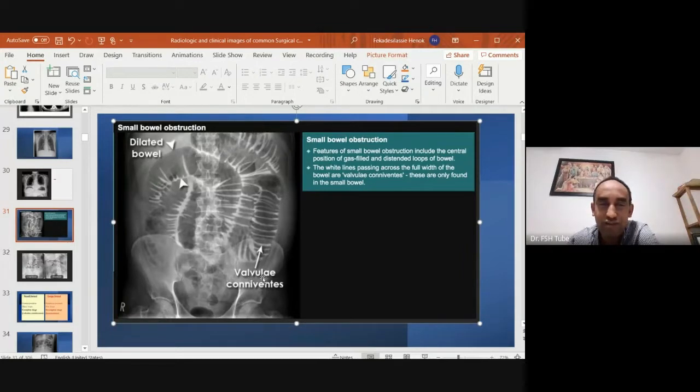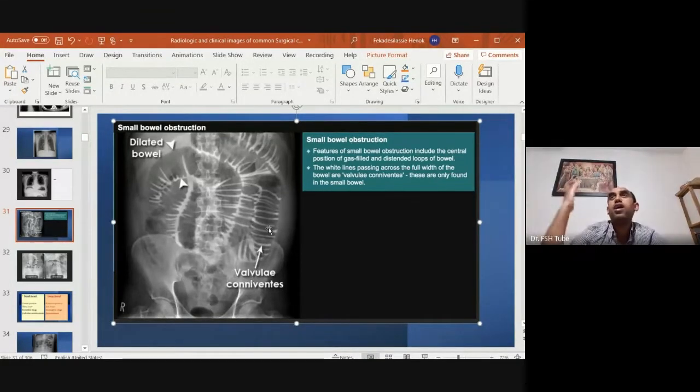Valvulae conniventes. What is the characteristic feature of valvulae conniventes? The white lines passing across the full width of the bowel are valvulae conniventes. They traverse the entire diameter of the bowel loop, and they are also parallel to each other. They may ask you for a diagnosis and you would say this is a small bowel obstruction, and people would ask you why you think so. But my advice is don't wait until they ask you.